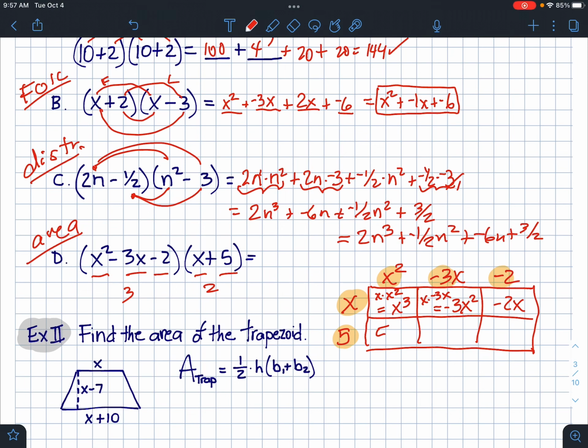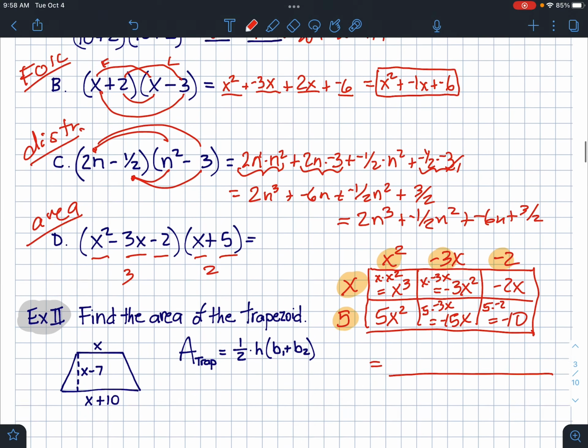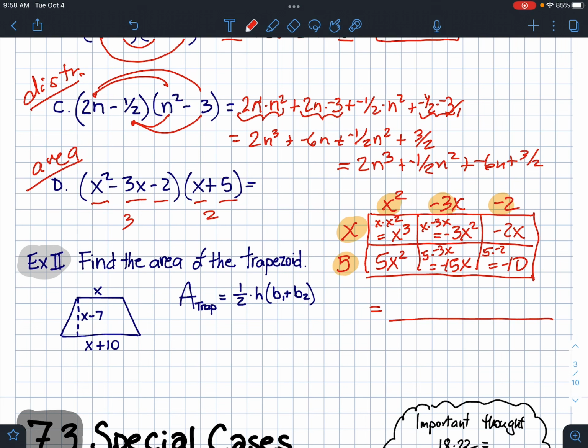5 times x squared. Well, that's just 5x squared. Again, 5 times negative 3x gives me negative 15x. And 5 times negative 2 is negative 10. So now my answer, I'm going to write down here in descending order. So my highest power is x cubed. Boom.